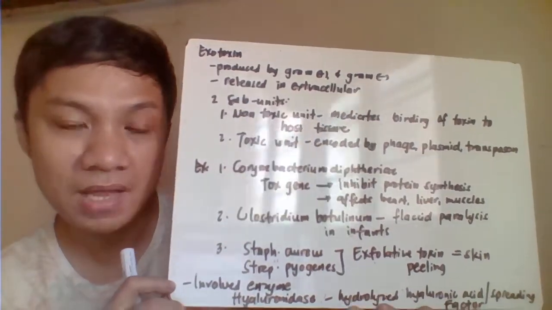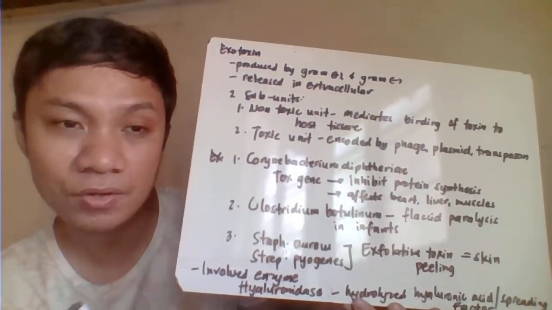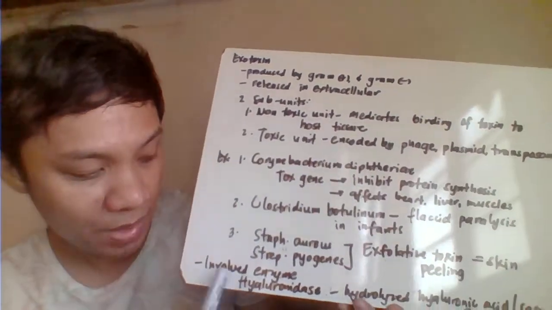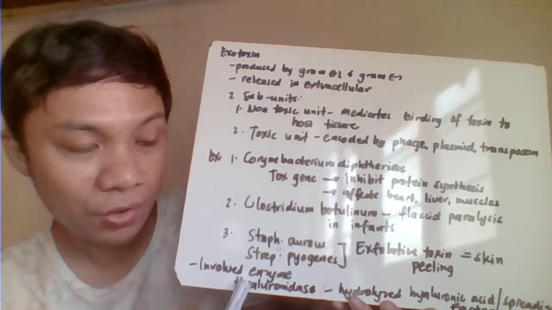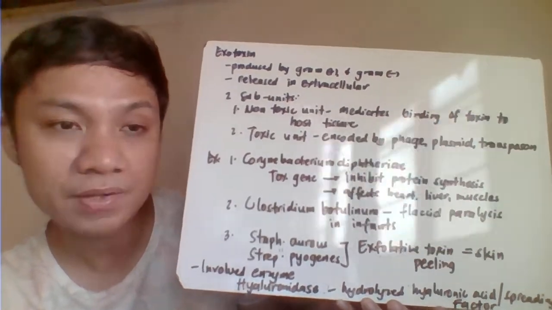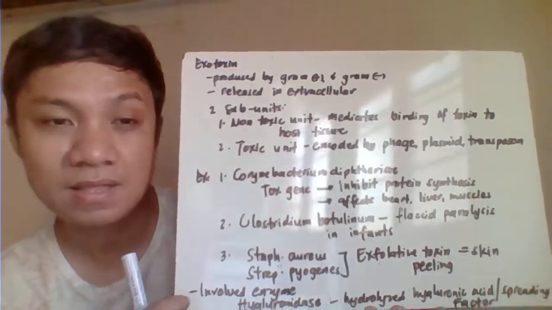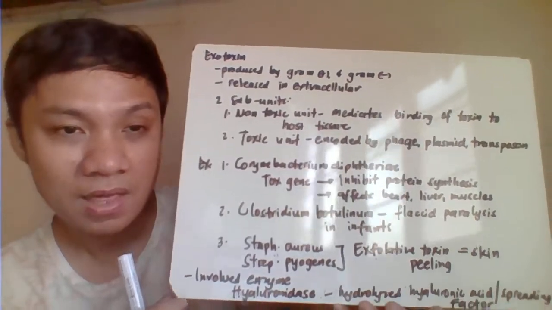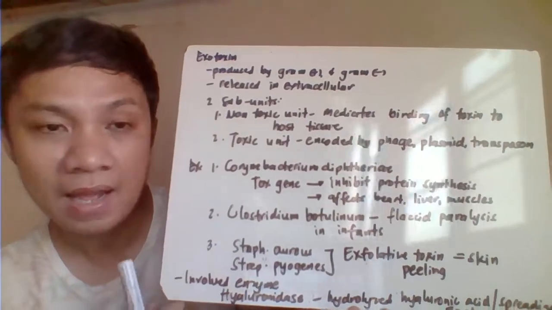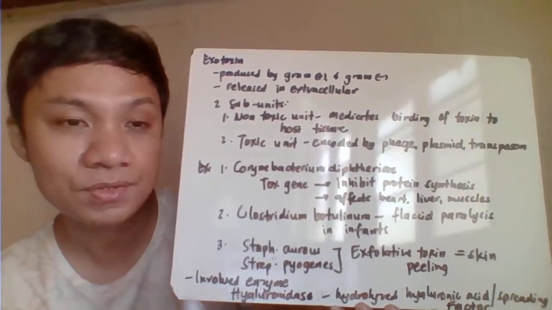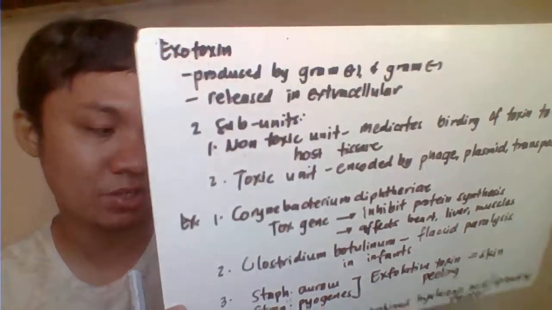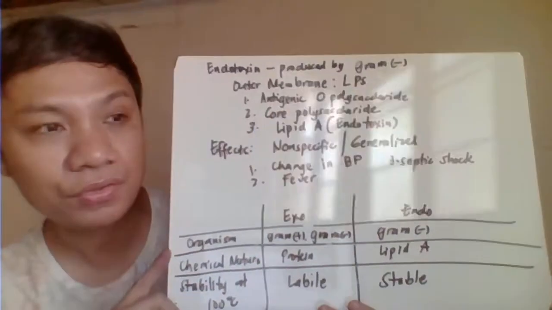Your exotoxin, on the other hand, to mediate its cytotoxic activity, also requires your enzyme. An example of that is hyaluronidase. Hyaluronidase hydrolyzes the hyaluronic acid of your connective tissue, which facilitates the spread of infection. That is why hyaluronidase is called a spreading factor, because again, it facilitates the spread of the infection. Okay, now we go to your endotoxin.